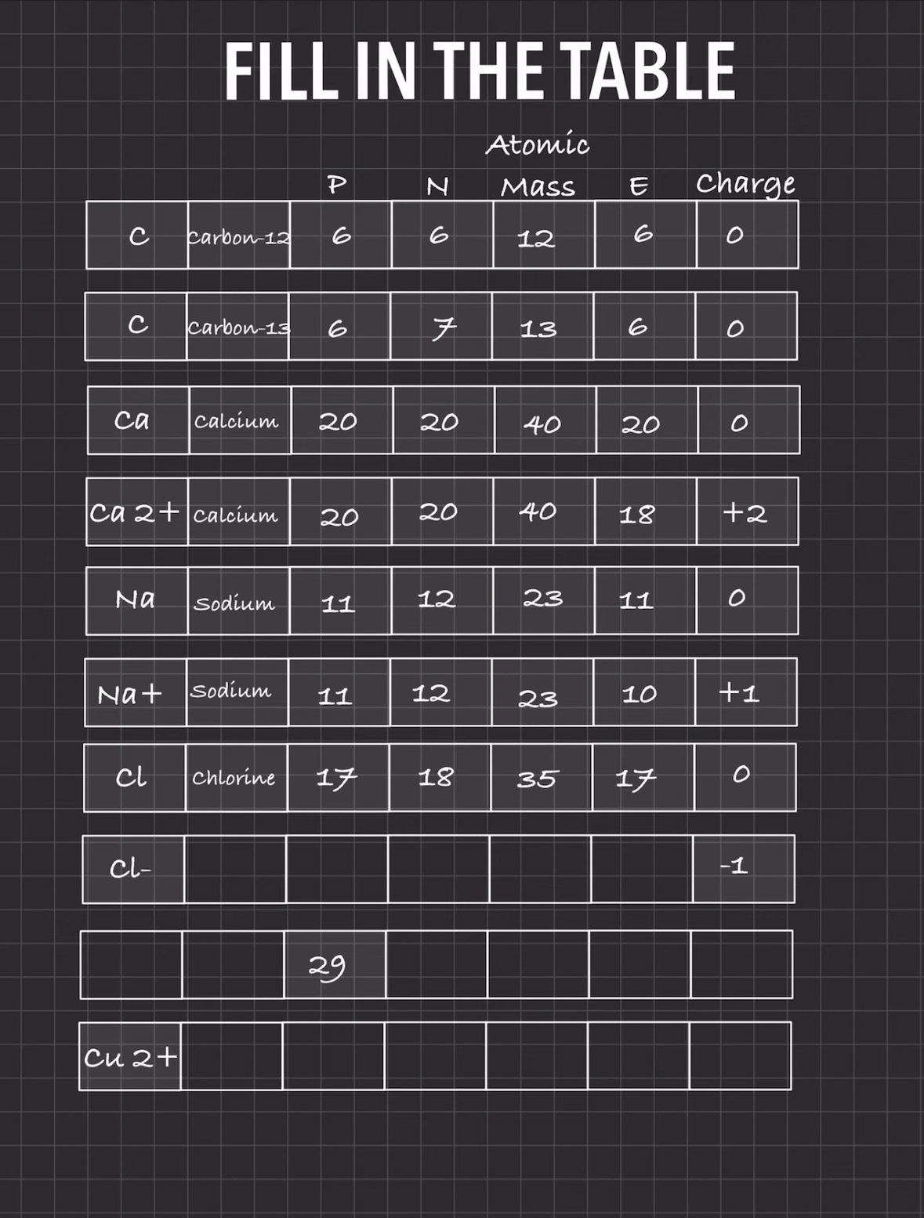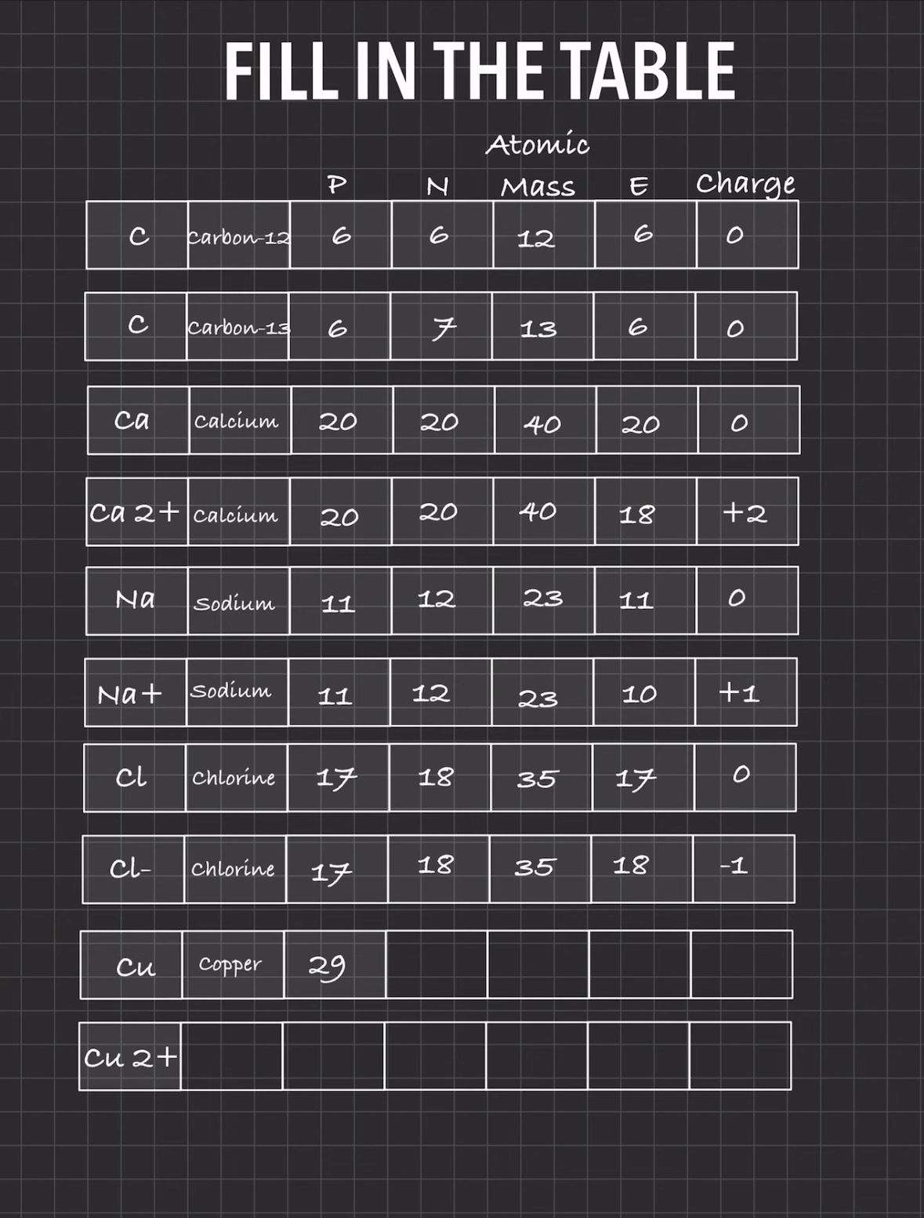Okay, next one, chlorine minus. Again, it's going to be chlorine. Same number of protons, neutrons, mass. And then what is changing? My charge. Do I have more protons or more electrons? Well, I have more electrons. How many more electrons? 1. So 17 plus 1 is 18.